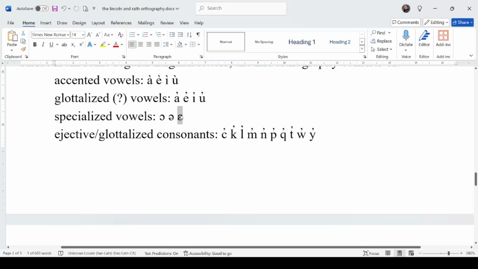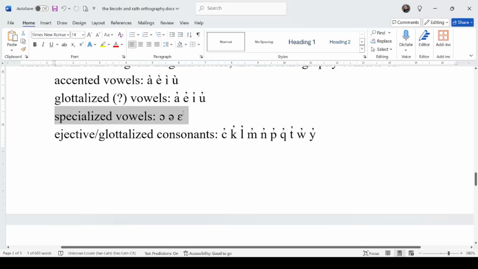Sometimes you'll see this kind of fancy lowercase e. This is called an epsilon. It's borrowed from the Greek alphabet, and it makes an eh sound. So Hein Vink used an umlaut A in his first orthography, and then in his second orthography he used an actual letter E to stand for eh. But in some cases, Lincoln and Rath used this epsilon symbol for that sound.